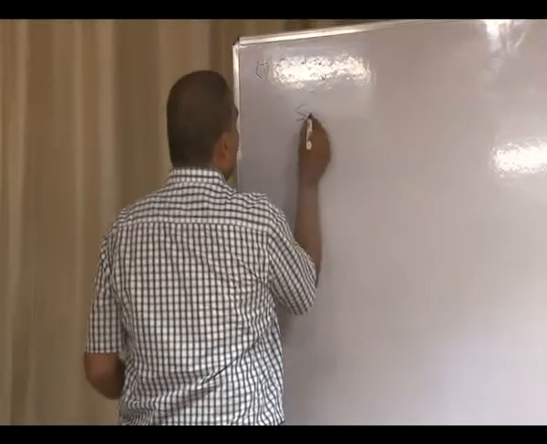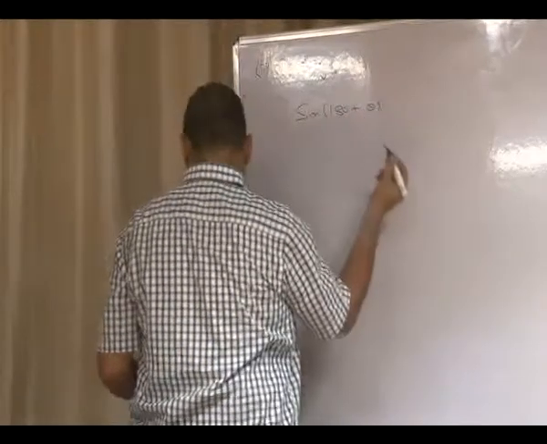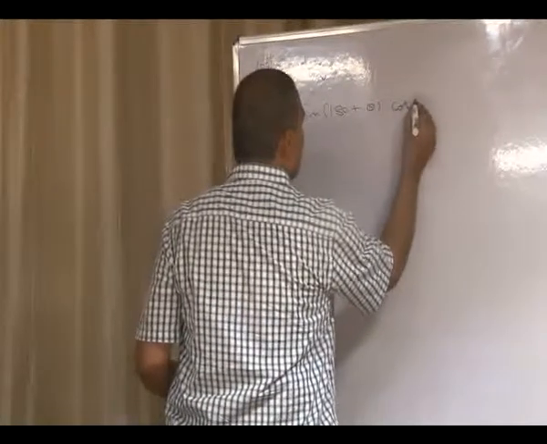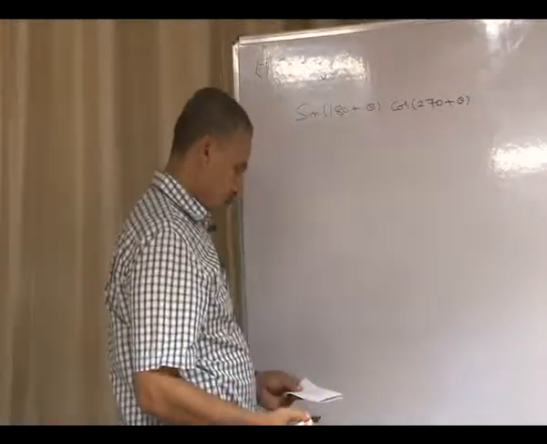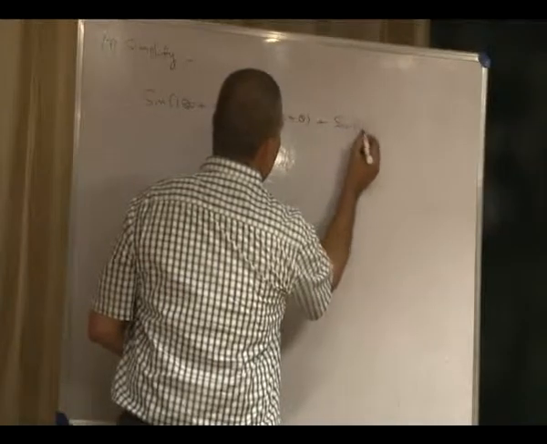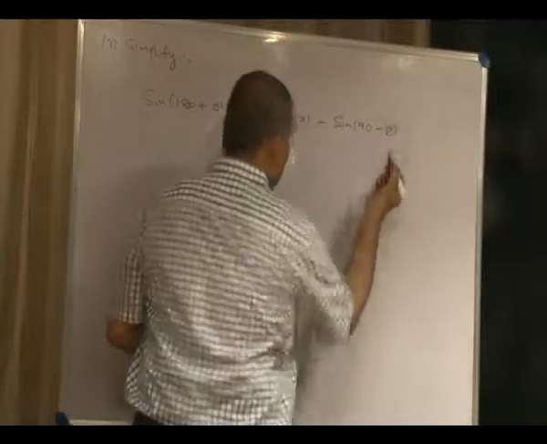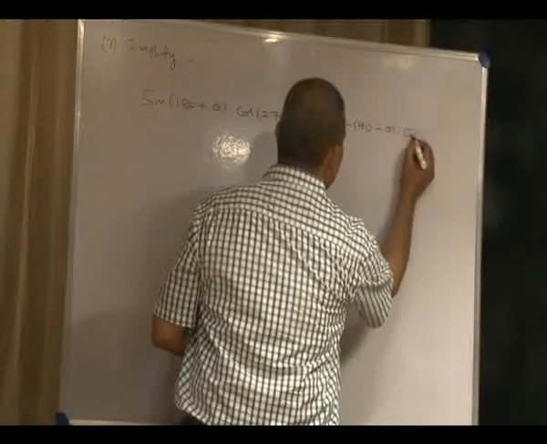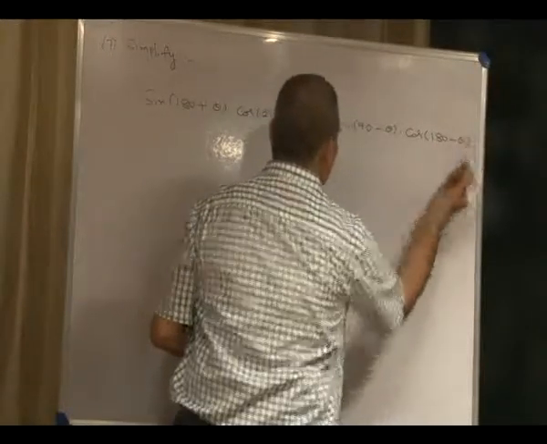Sin 180 plus theta into cos 270 plus theta plus sin 90 minus theta into cos 180 minus theta.